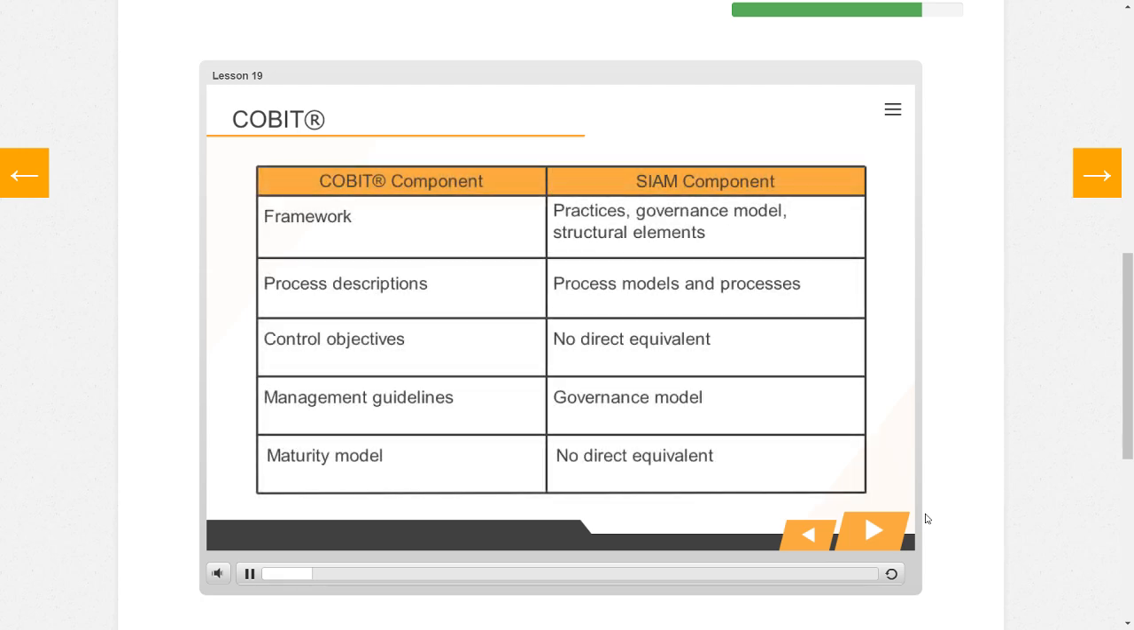In a SIAM environment, governance and management of information is more complex because it spans the SIAM layers. The COBIT guidance can help to identify controls as part of the governance model. The table you can see on screen now shows how COBIT components map onto SIAM components.